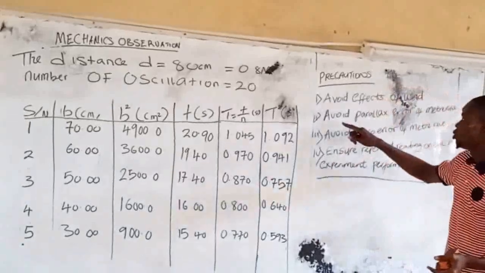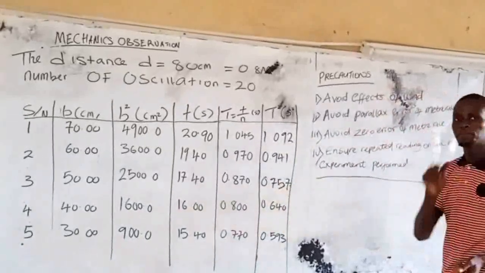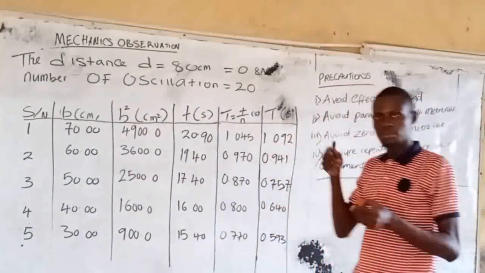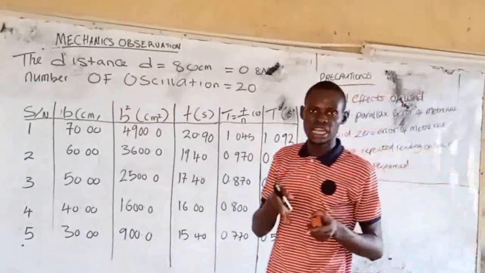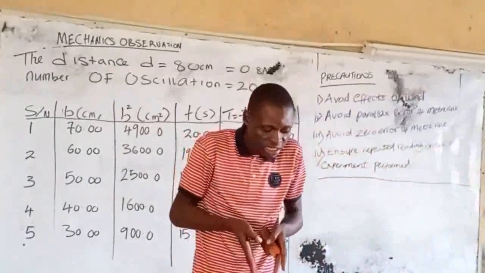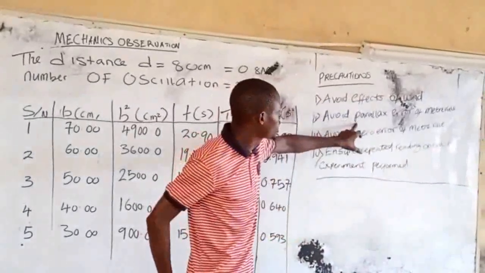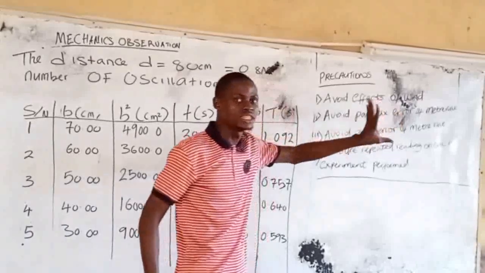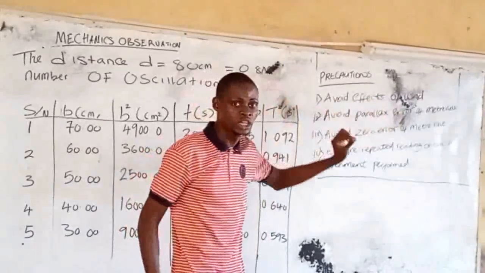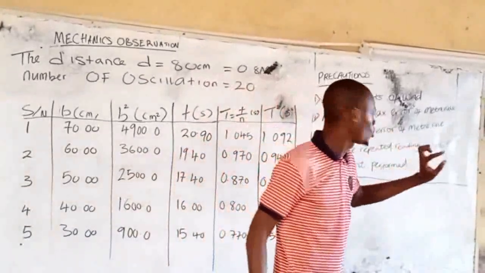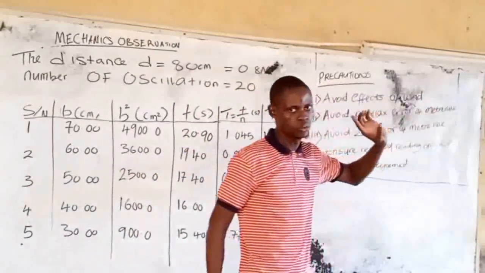Now we also avoid parallax error. Parallax error is always avoided from the meter rule. That means on taking the reading from the meter rule, we look straight down, vertically downward on the meter rule. So if you have to put down your record, say: I avoided parallax error when taking my reading from the meter rule.